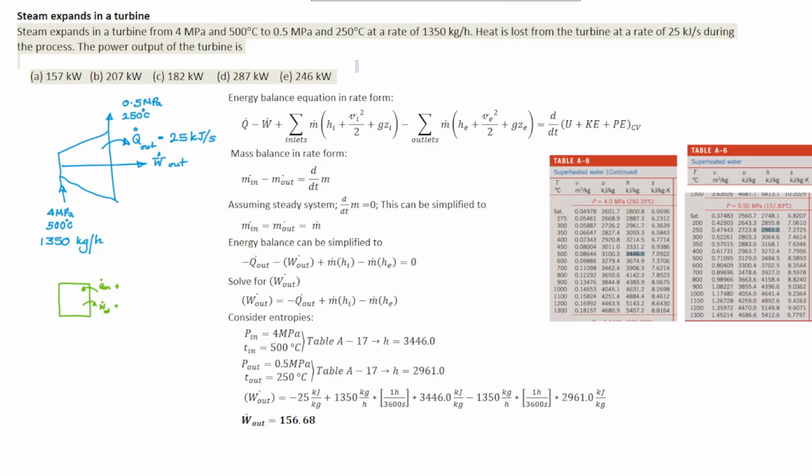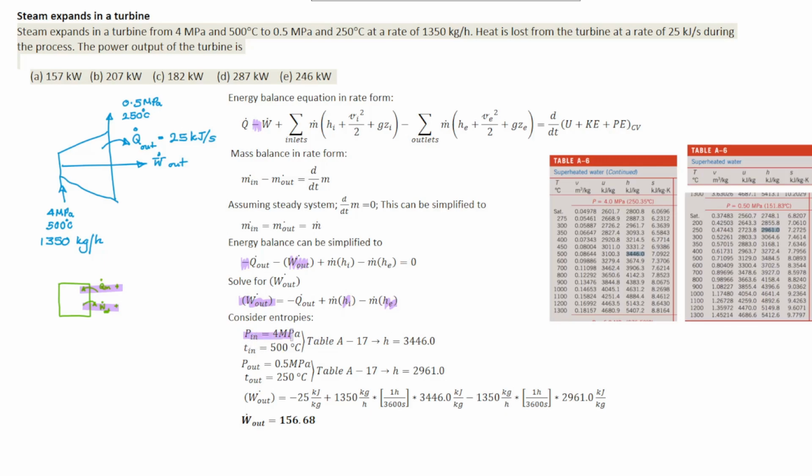Also, it is important to note that we are using the energy balance equation in the form of the formal energy balance equation. So heat coming into the system is going to be positive and work coming out of the system is going to be positive. That is why we have a negative heat output, and work output we consider as positive. We can solve this equation to find W out, but we have to find h i and h e values.